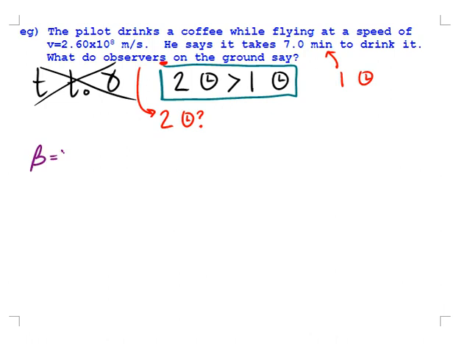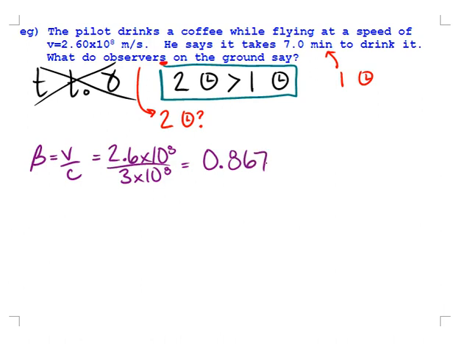So beta is v over c. That equation is on your formula sheet. You'll have it memorized in no time. 2.6 times 10 to the 8 divided by 3 times 10 to the 8. We get this beta value of 0.867. That means this airplane is traveling at 86.7% the speed of light. That's getting pretty close. We're then going to take that value and turn it into gamma.